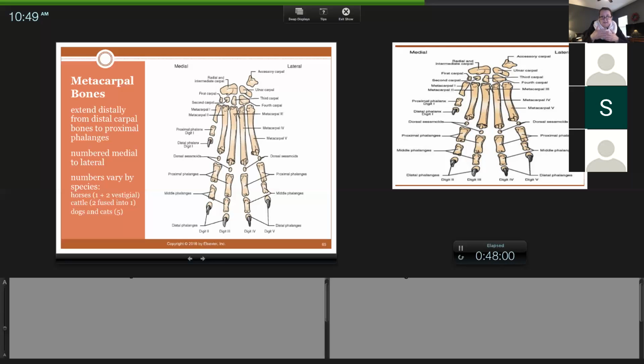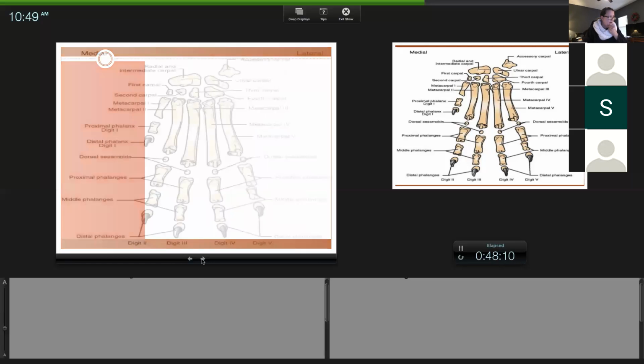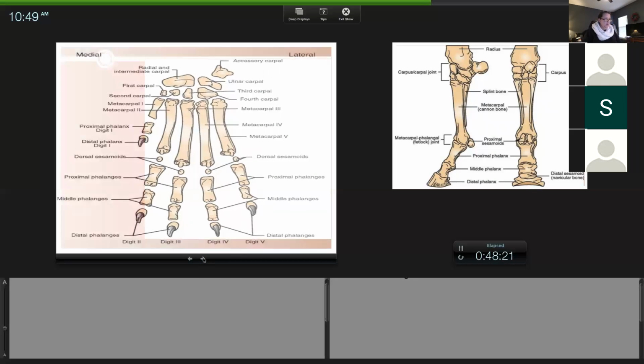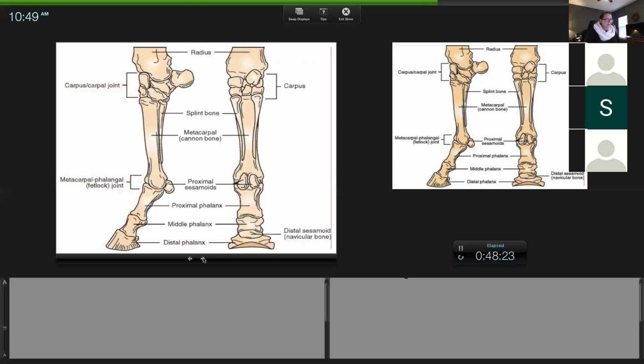Okay, a little bit later, we'll show pictures of the horse limb. I will get into that. This is really spread out, but let me go one more picture. I'm going to be coming back to that, don't worry.